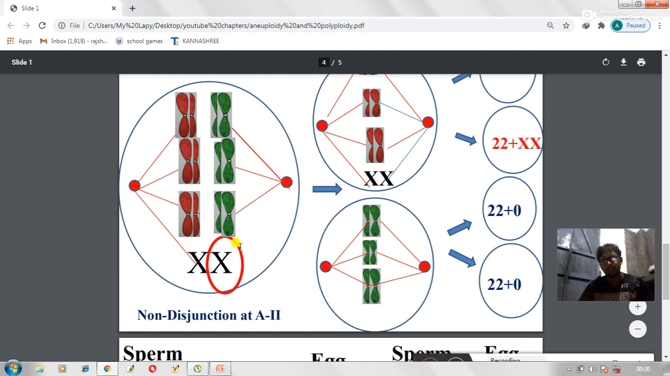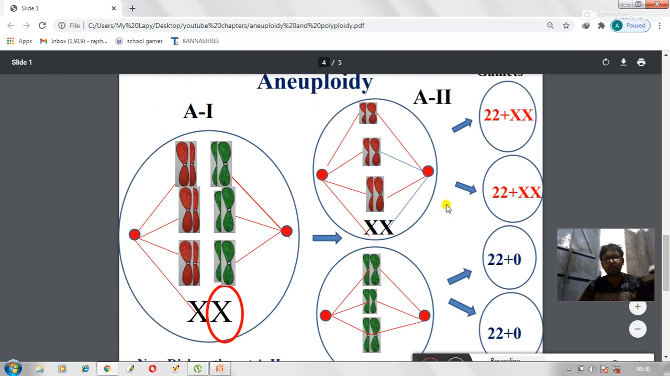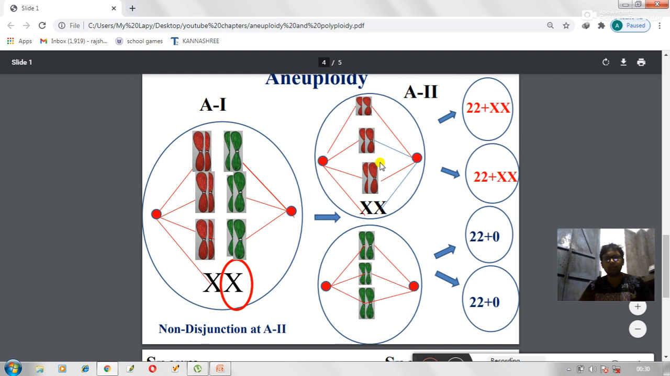As a result, this cell will divide unequally and produce two cells, one with both X chromosomes, another with no X chromosome. So after anaphase 2, what will happen? They will develop 22 autosomes plus 2 extra X chromosomes, and the other 22 autosomes will be okay, but with no X chromosome. So all 4 gametes will be defective: 2 gametes will be n+1 and 2 gametes will be n-1 type.